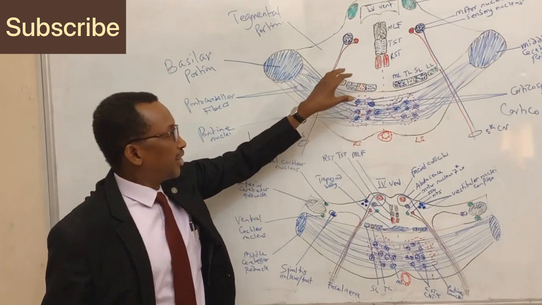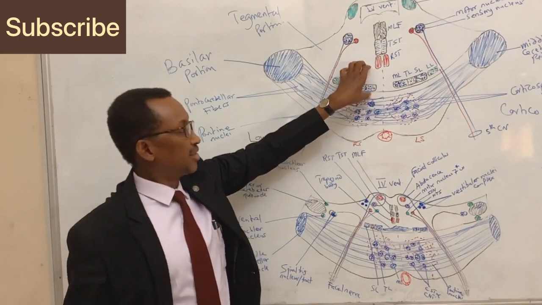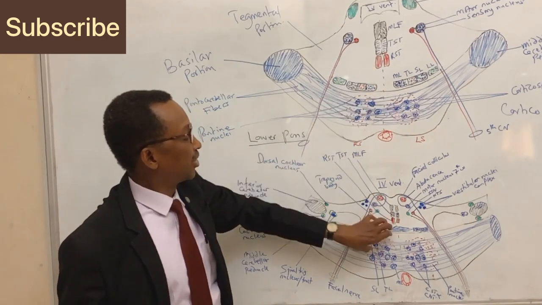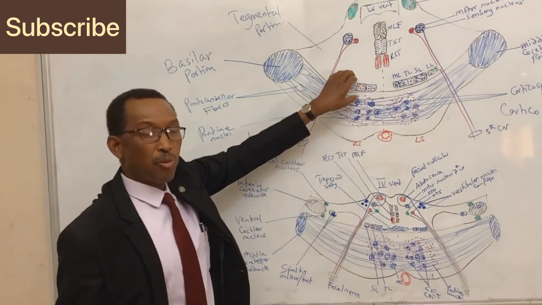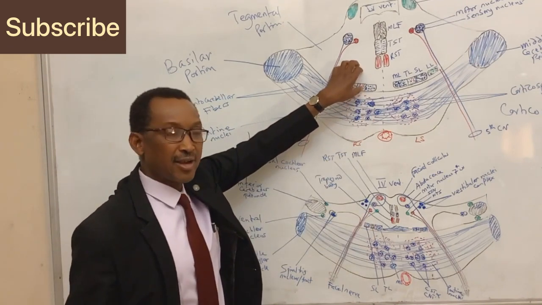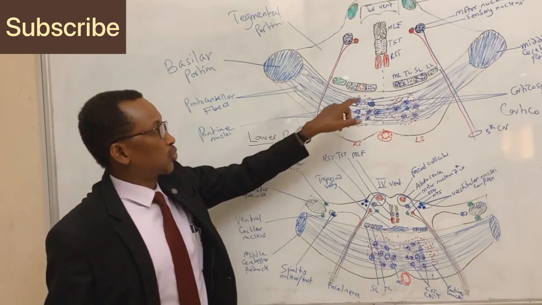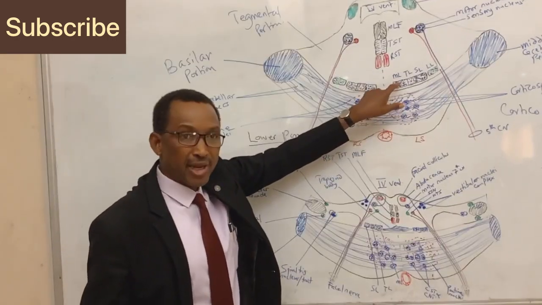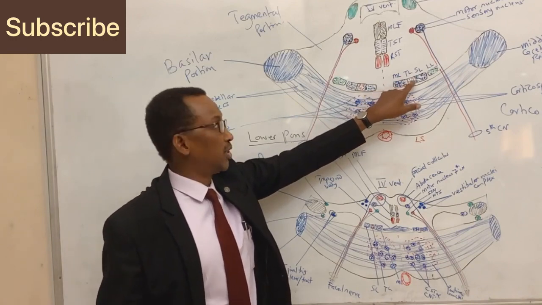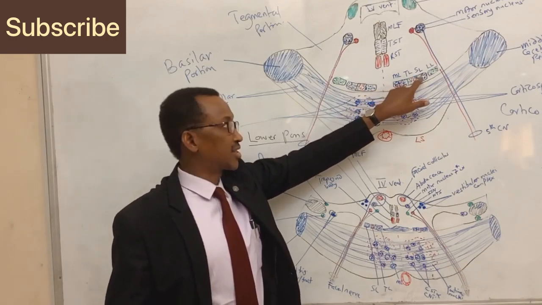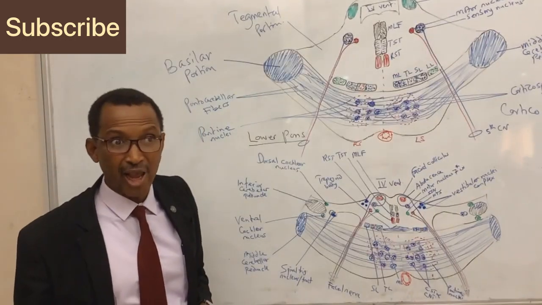But the lemnisci that are here in the upper part differ from the lemnisci that are found here. Difference in the sense that all are seen here, but some are missing here. Ideally, you are supposed to see this arrangement. Medial lemniscus from the medial side, trigeminal lemniscus next to it, spinal lemniscus next to it, and the lateral lemniscus, the most lateral. Are you clear?